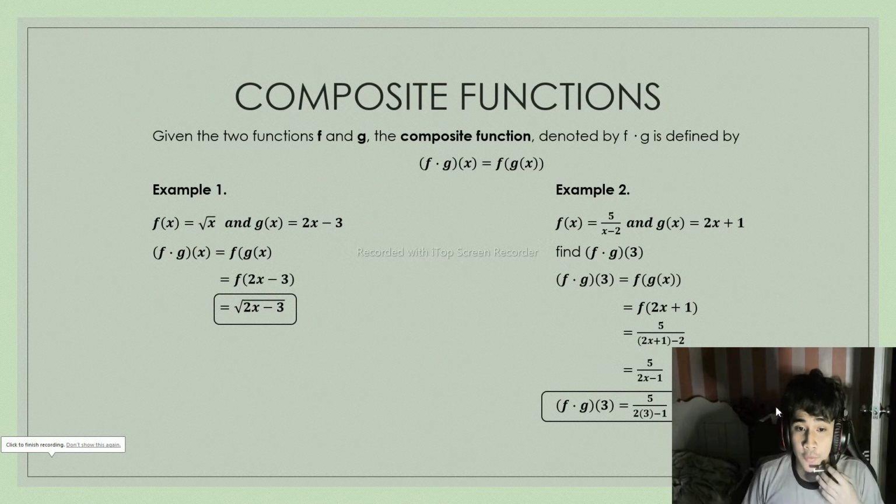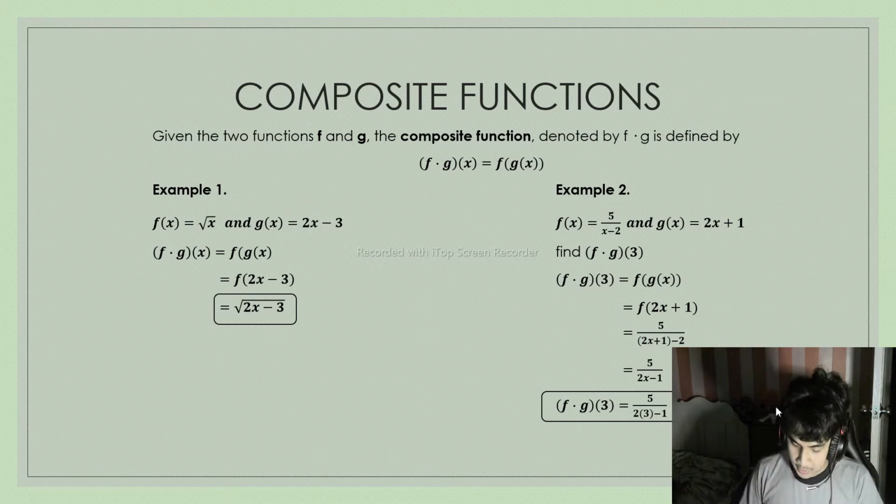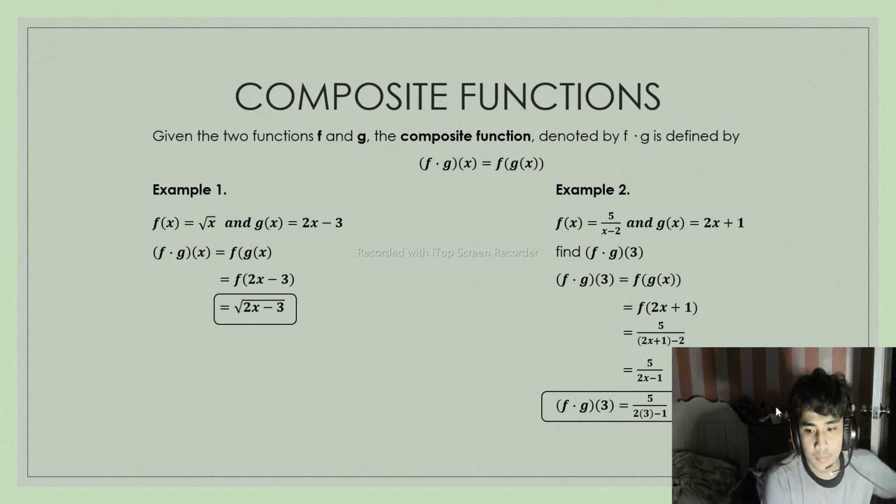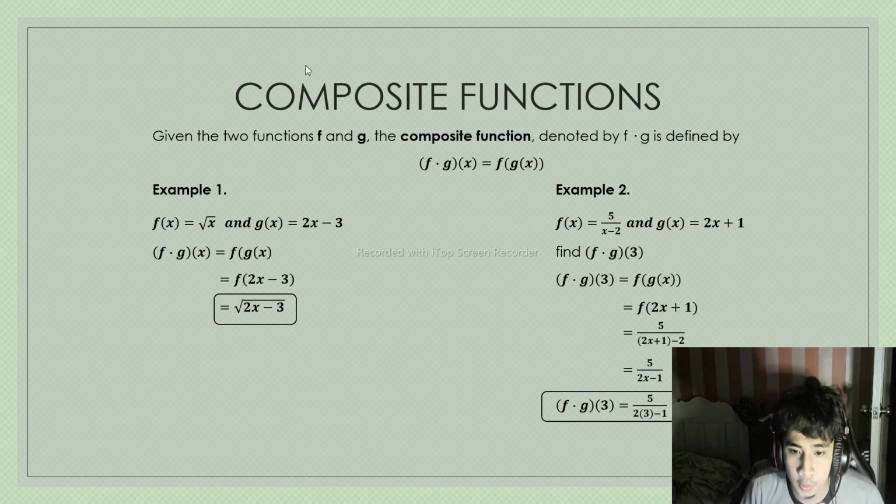So on our composite functions, given the two functions f and g, the composite function denoted by f times g is defined by f times g quantity of x is equal to f of g of x. The definition indicates that when computing f times g of x, we first apply function g to x, then function f to g of x.